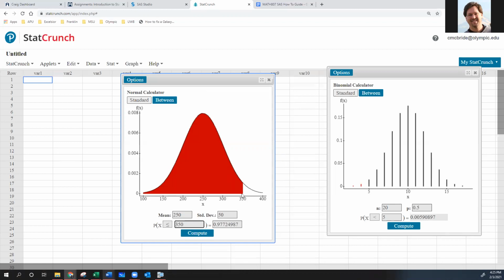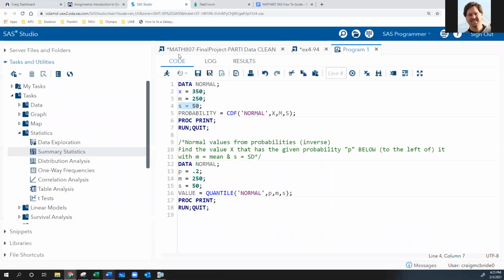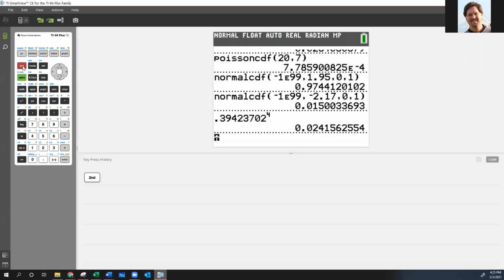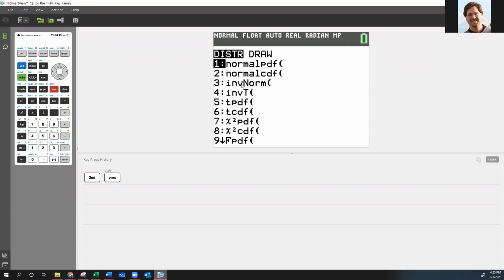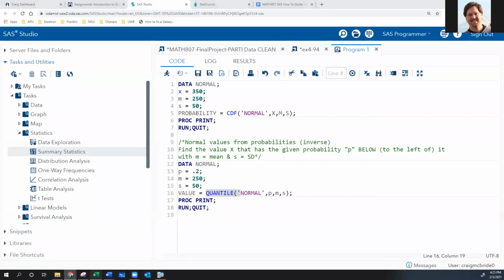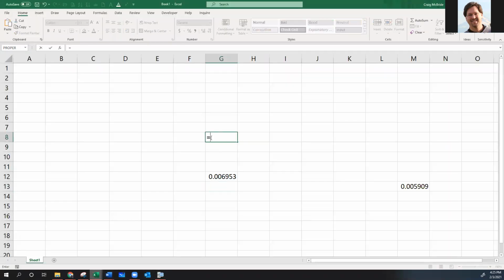Okay. So that's the one function we have. You give it a number, it gives you area. Then we have the inverse function, the inverse norm function, which in SAS is called the quantile function. In the graphing calculator, it's the inverse norm function because that's exactly what it does. It does the inverse of the norm function. And in Excel, I think it's also called the inverse norm function. It does exactly that as it goes backwards. Oh, so it's norm.inv is what it is in Excel.